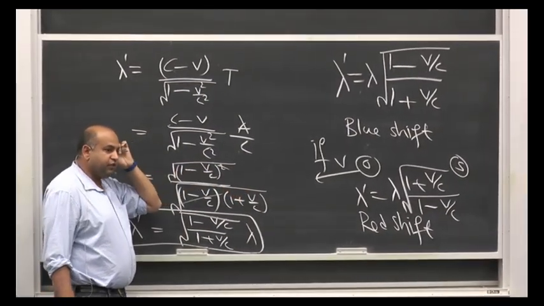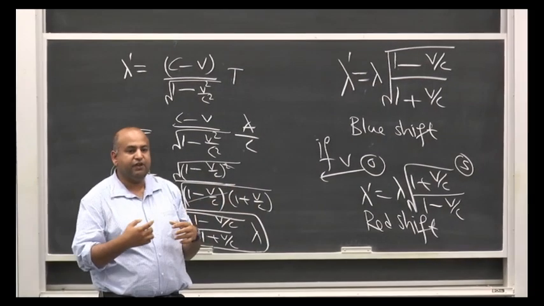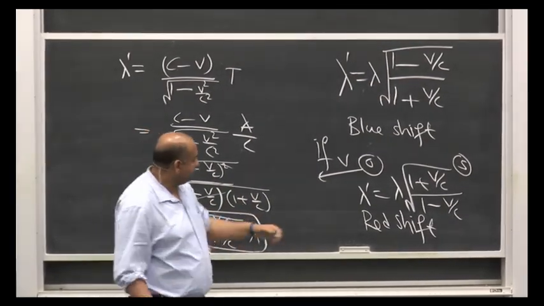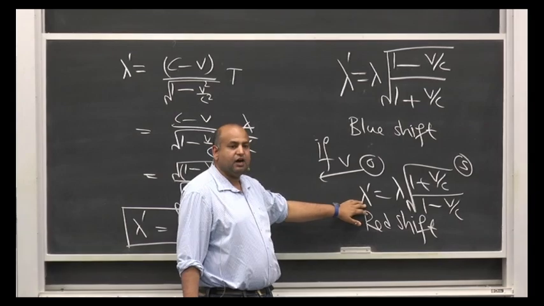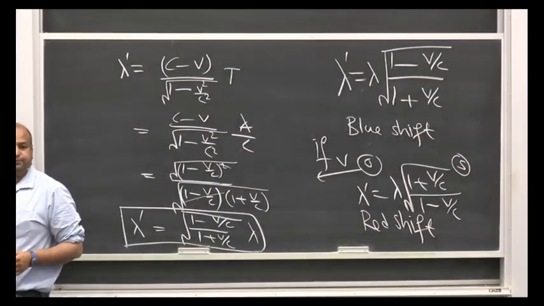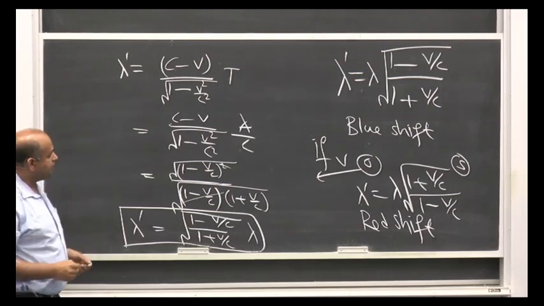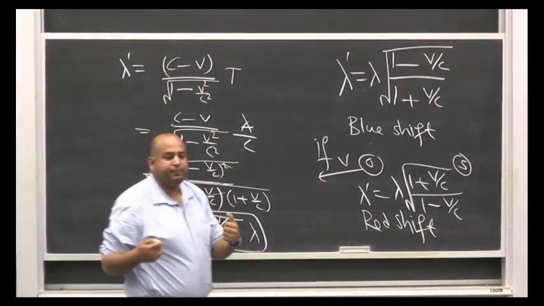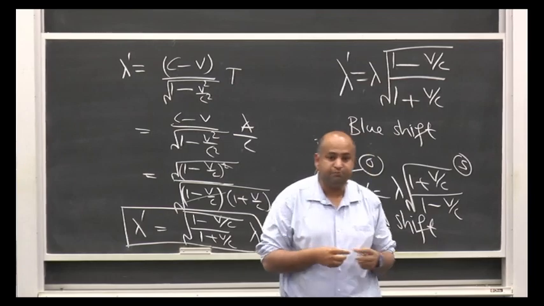So when two things are moving apart, the wavelength gets bigger, it's called red shift, simply because red comes on a larger wavelength. और जो चीजें अगर करीब आ रही हैं, then it gets blue shift.